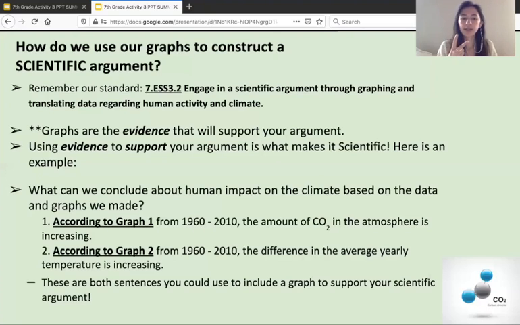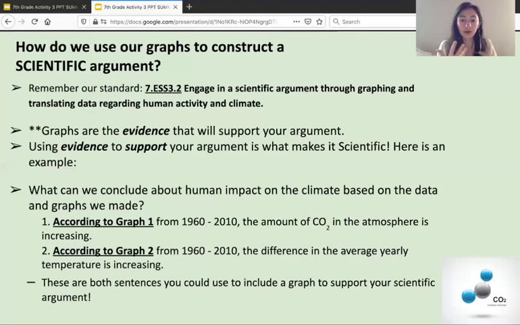And then for the second one, according to graph 2, from 1960 to 2010, the difference in the average yearly temperature is overall increasing. There were moments when it dipped lower. You went negative 0.02 to negative 0.11, but then it started increasing. So if you look between 1960 and 2010, you can connect your dots and you can see overall, it's still increasing. The yearly temperature on average is higher than normal.